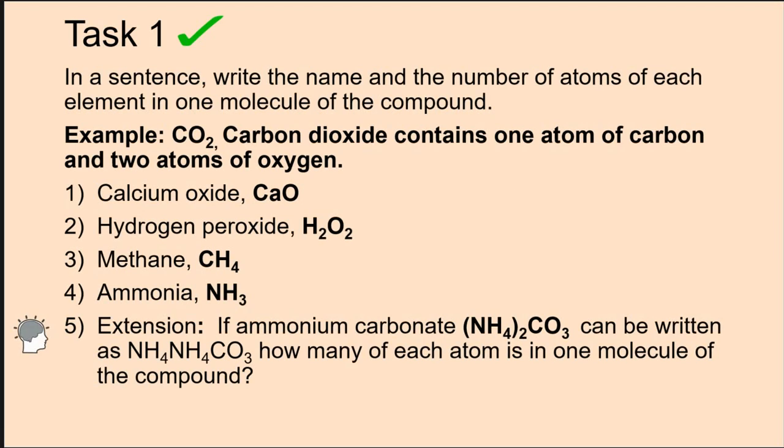Your first task is in a sentence to write the name and the number of atoms of each element in these molecules of compounds. I've given you some help by going through an example with you. The first example is carbon dioxide, which is CO2. In my book I would write carbon dioxide contains 1 atom of carbon and 2 atoms of oxygen, because as you can see there is 1 carbon atom but there are 2 oxygen atoms.